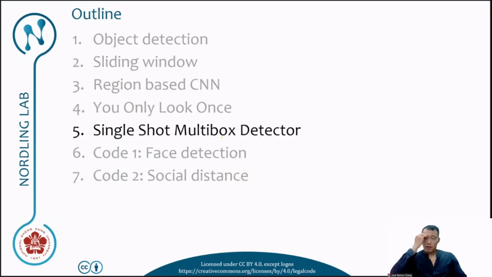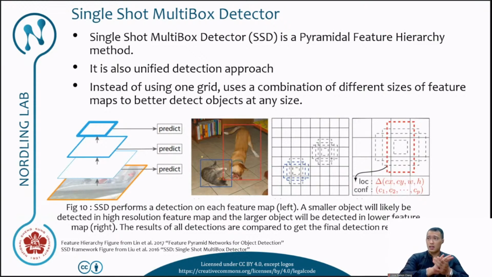Okay, so now we're going to single shot multi-box detector. Single shot multi-box detector is an algorithm that, similarly to YOLO, is also unified, and it does everything in a single step. But the difference between YOLO and this one is that this one uses a pyramidal feature hierarchy method.